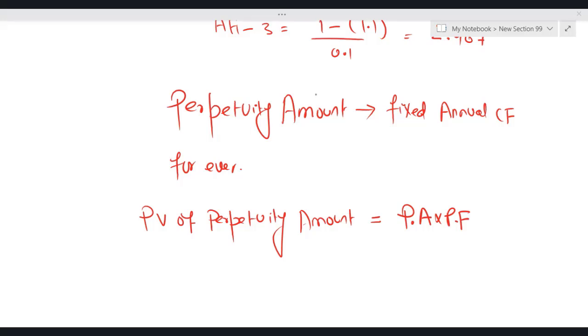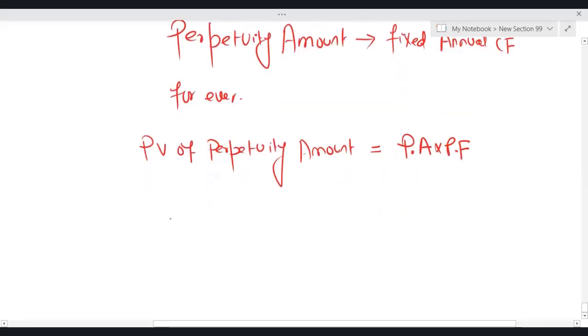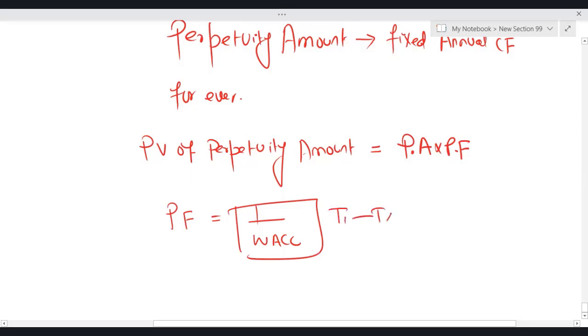Okay. How do we calculate the present value of a perpetuity amount? Simply perpetuity amount into perpetuity factor. So what is the formula for calculating the perpetuity factor? Simply, perpetuity factor is equal to 1 upon WACC. Whatever the perpetuity factor comes, it will be from T1 till T infinity.